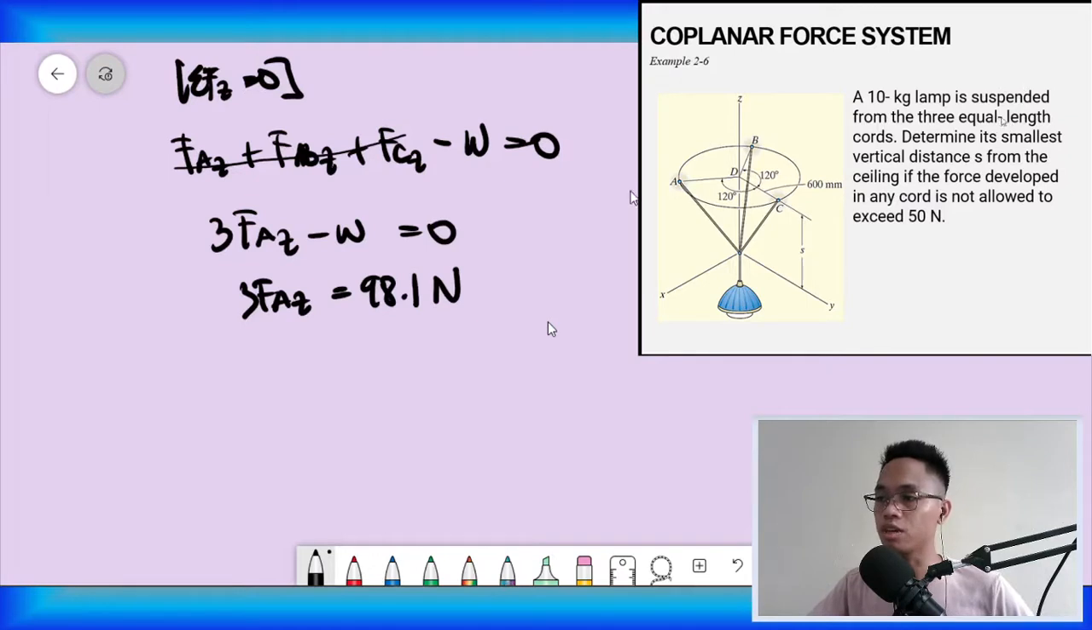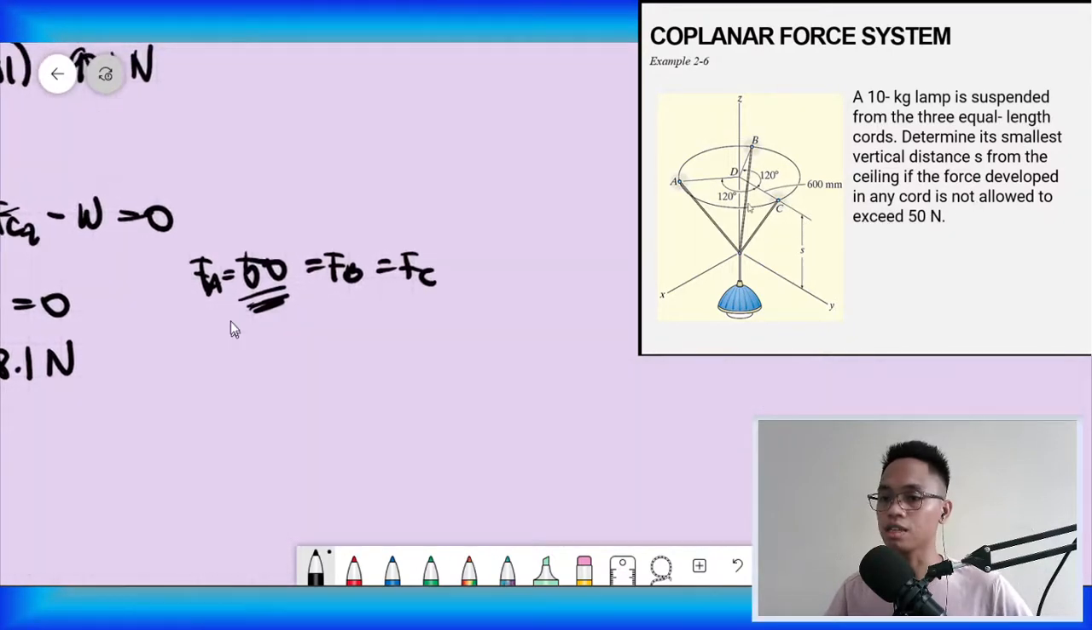Take note that we are given the maximum weight, that is FA equal to 50, that is equal to FB, that is equal to FC. And this is the maximum load that the cord can carry. Since the three are equal, FA is equal to 50 Newton, because 50 is the maximum load allowed in our cord.